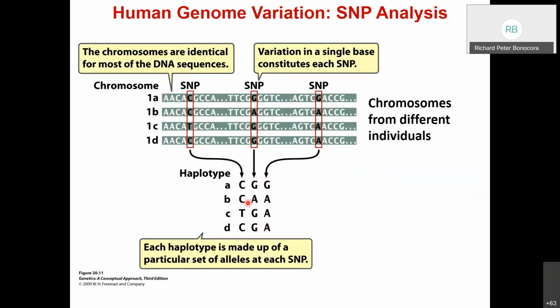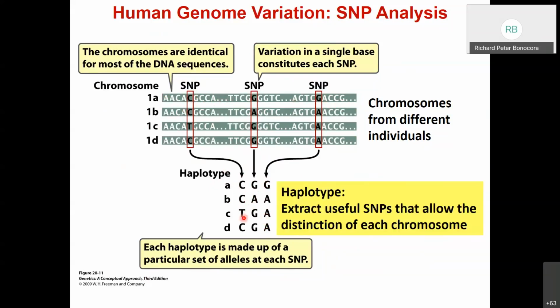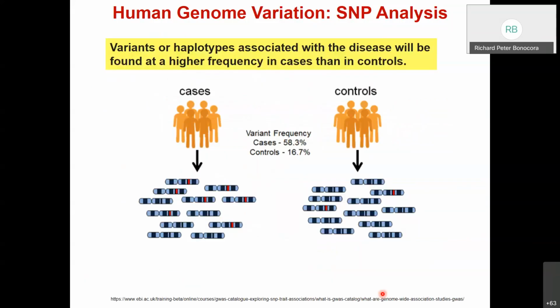B has a different sequence. C has yet another sequence, and so does D. So there are 4 different haplotypes here. All we've done is extract the useful information from the SNPs that allow the distinction of each chromosome. And so we can put these different SNPs onto a microarray and analyze who has these different variations.